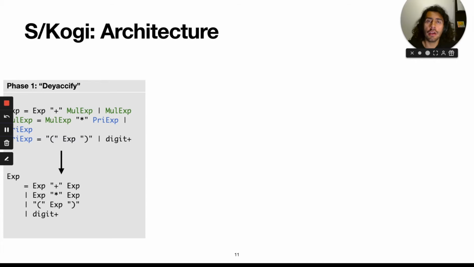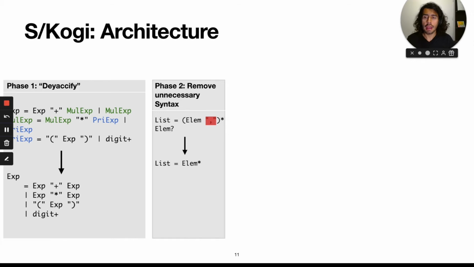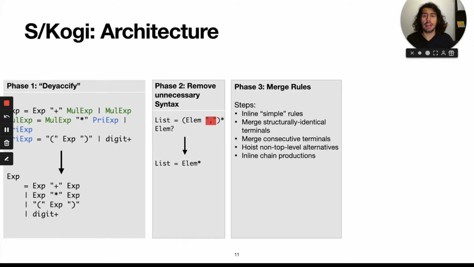Now let's have a look at the architecture of Kogi. Kogi is divided in 4 main phases. The first one is optional, and this one is about eliminating operator precedence encoding. This is mostly useful for grammars written in formalisms that do not have explicit support for operator precedence.